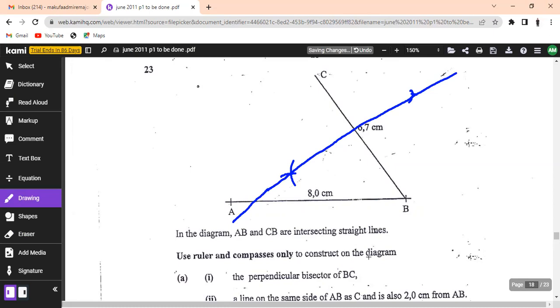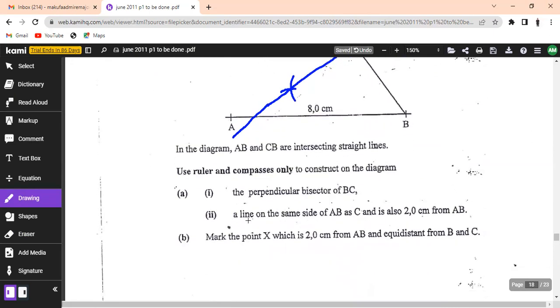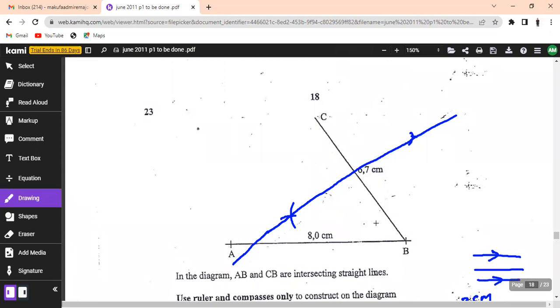That is the perpendicular bisector of what? Of BC. The line on the same side of AB as C, and is also 2 centimeters from AB. 2.0 means 2 centimeters. That is 2.0 there, which is 2 centimeters. So they were supposed to be parallel lines, but because we are given that it's on the same side of AB as C, which means this line is supposed to be on top here above the line.